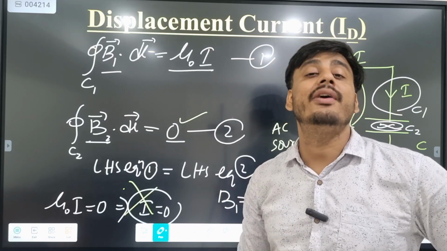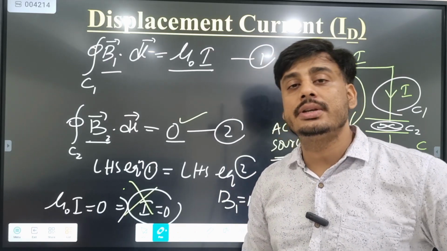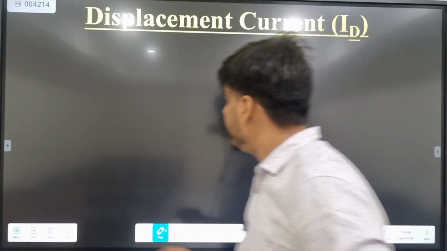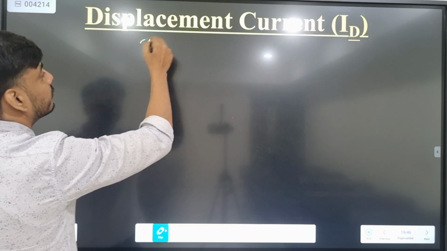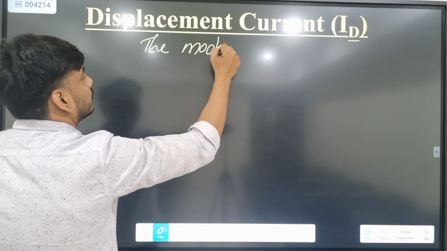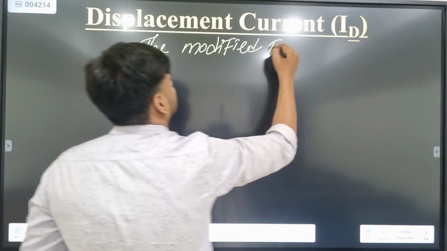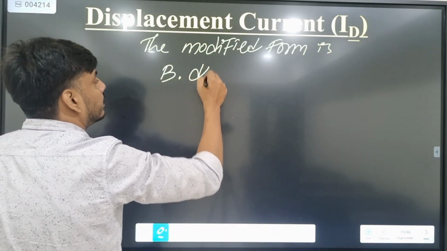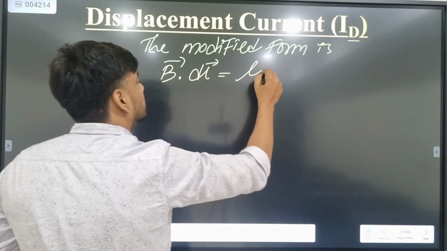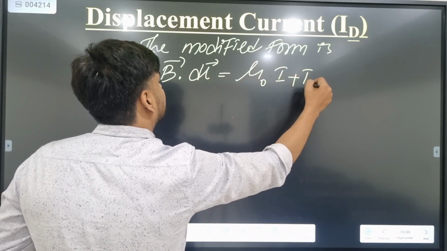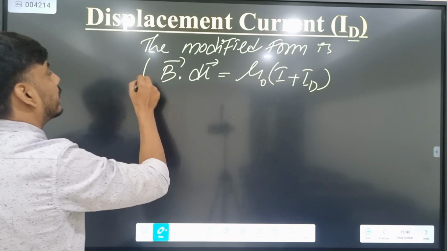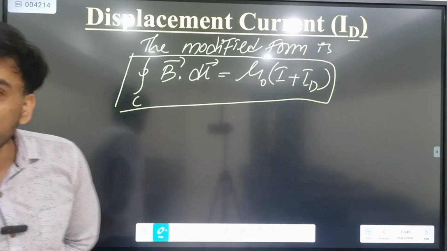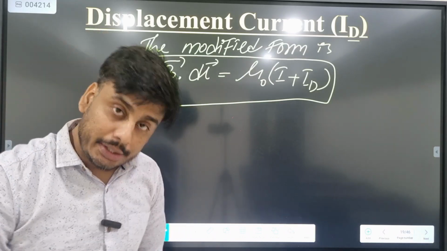So Maxwell modified this theorem by introducing displacement current. Then what is displacement current? He modified it and wrote the formula like this. The modified form is B dot dl equal to mu naught times (I plus id), where I is the conventional current and id is the displacement current.